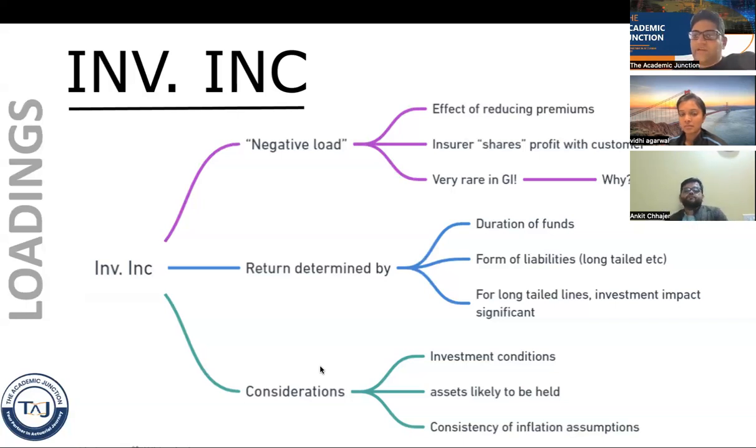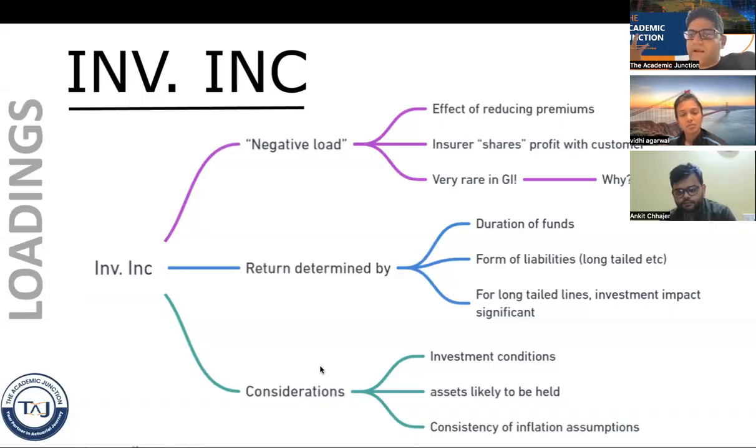The main considerations you have to account for are the investment conditions. I think Ankit was talking about volatility in investments, which is a very valid point. Investment conditions need to be accounted for. What are the assets that are likely to be held? What is the consistency in the inflation assumptions? Those are things you have to account for.